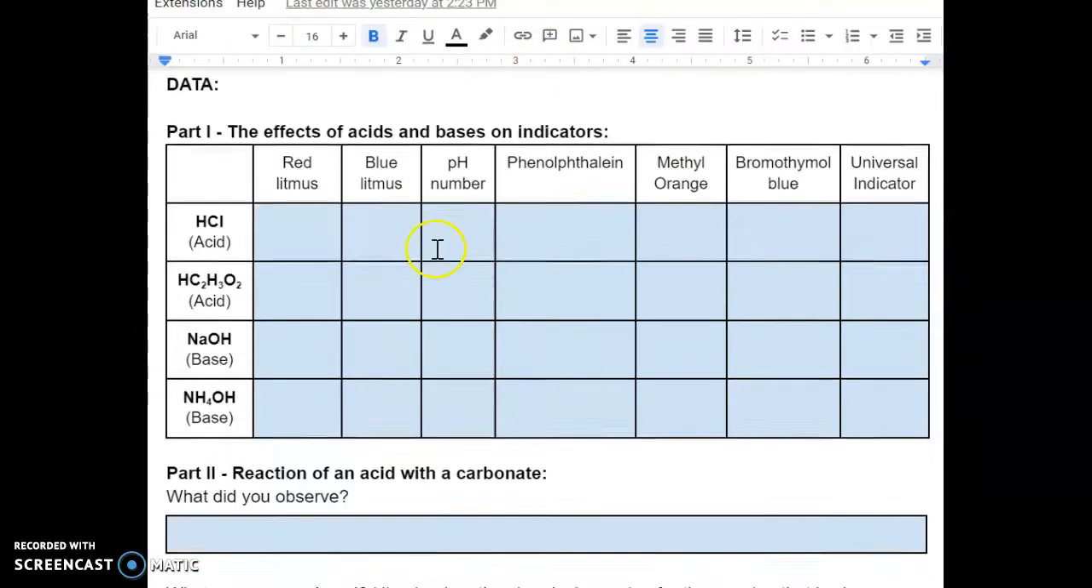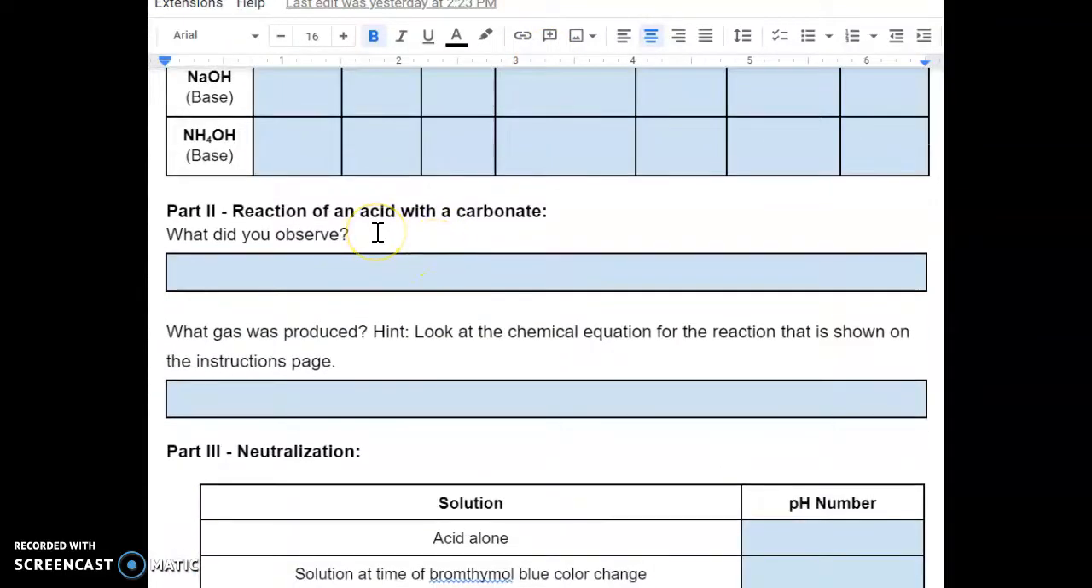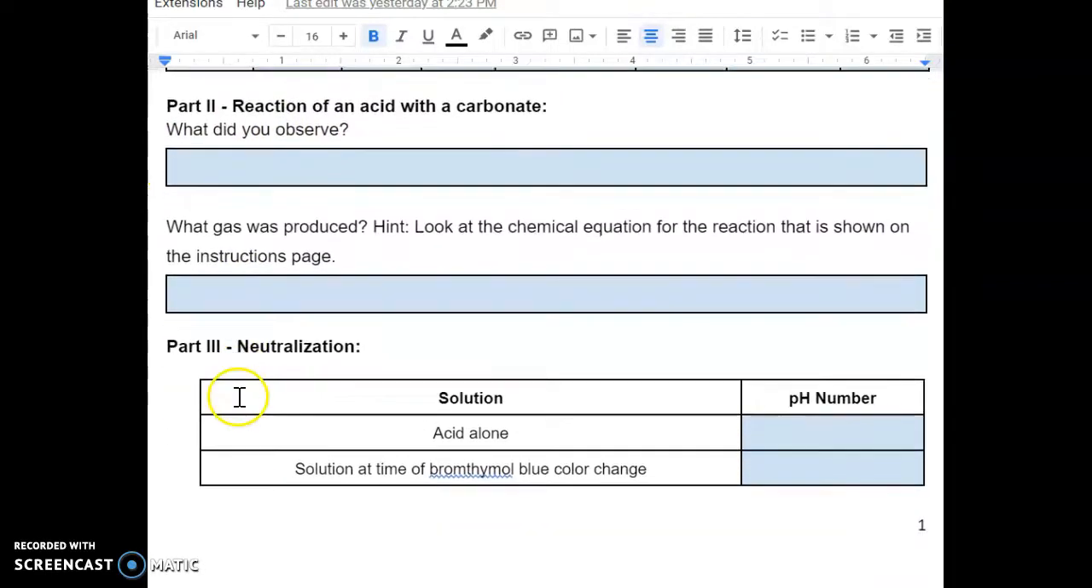And then the pH paper was about a green color, so about a 9.0. So after filling that out, we observed baking soda and hydrochloric acid. When we mixed the two together, we observed bubbles in the flask. The little bubbles were CO2 gas escaping. So that's what we observed in the test tube.